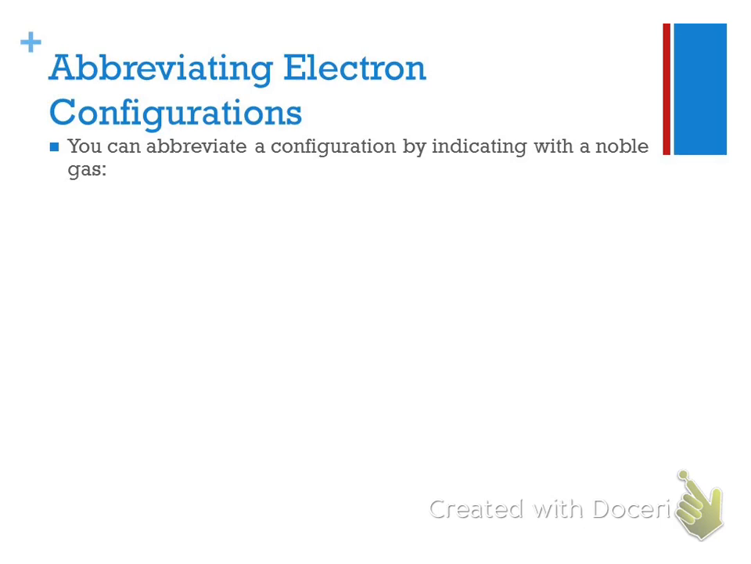So we can abbreviate these by using the noble gases. What group are the noble gases in? Group 8 or 18, right? They're all the way to the right. So that's helium, neon, argon, krypton, xenon, and radon. Those are the noble gases. So we can abbreviate these electron configurations by using the noble gases to our advantage.